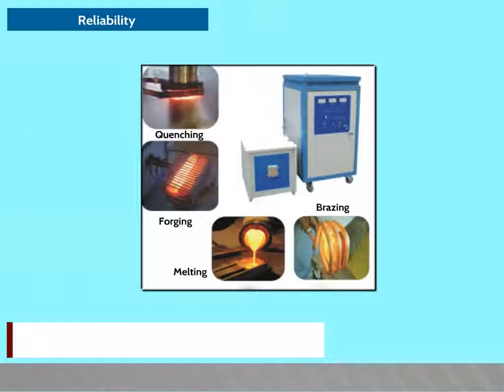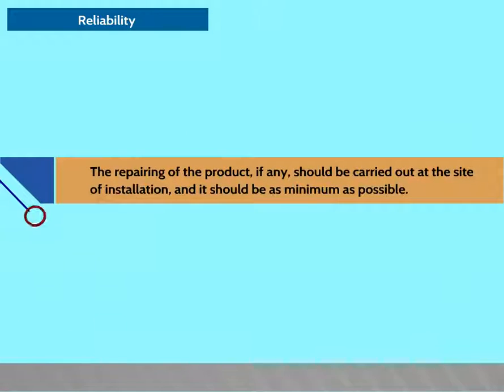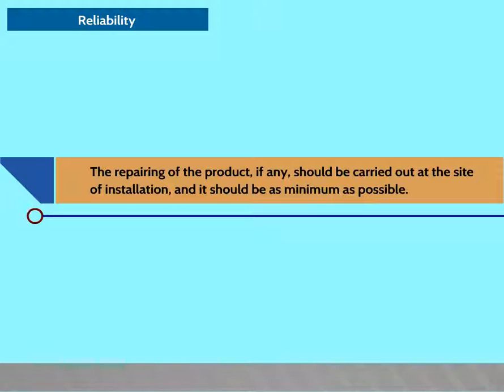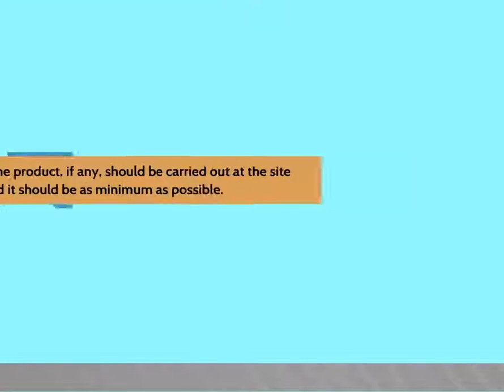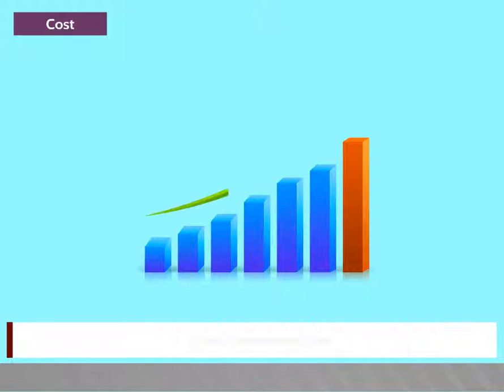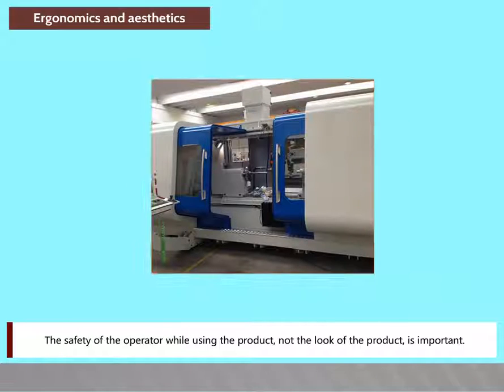Reliability. Such products must offer high reliability. The repairing of the product, if any, should be carried out at the site of installation, and it should be as minimum as possible. Cost. The cost of development is higher. Ergonomics and aesthetics. The safety of the operator while using the product, not the look of the product, is important.